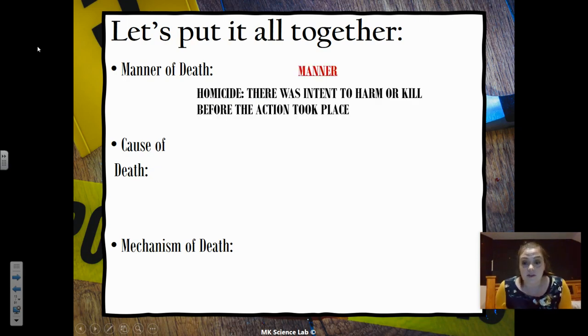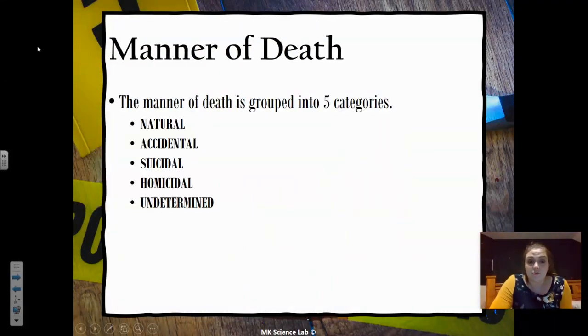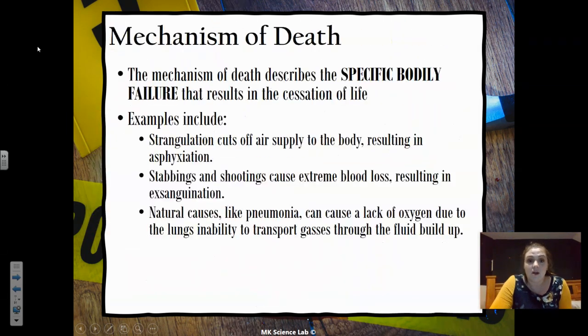So the manner of death is homicide. There was an intent to harm or kill before the action took place. Remember, manner goes back to these choices: natural, accidental, suicidal, homicidal, undetermined. So in this case, it would be homicidal.